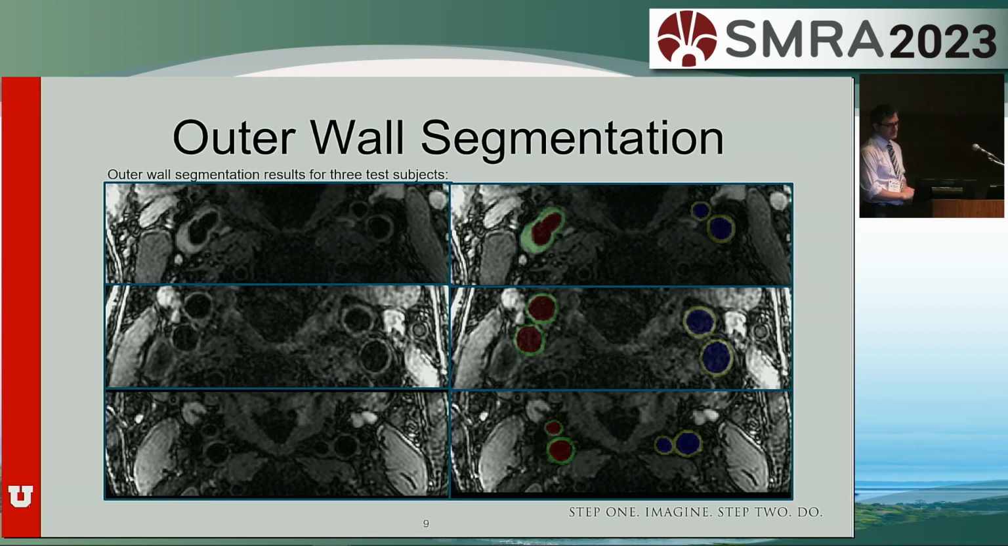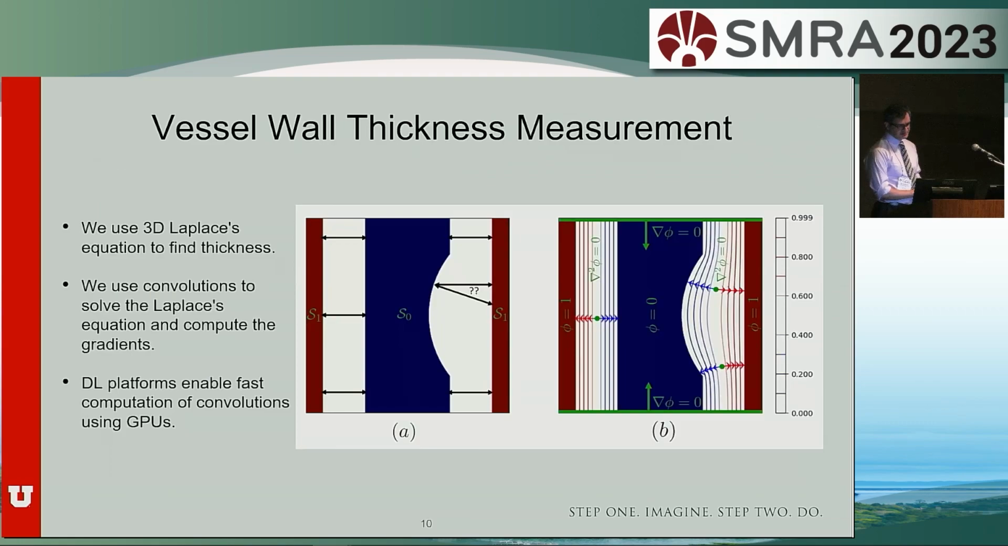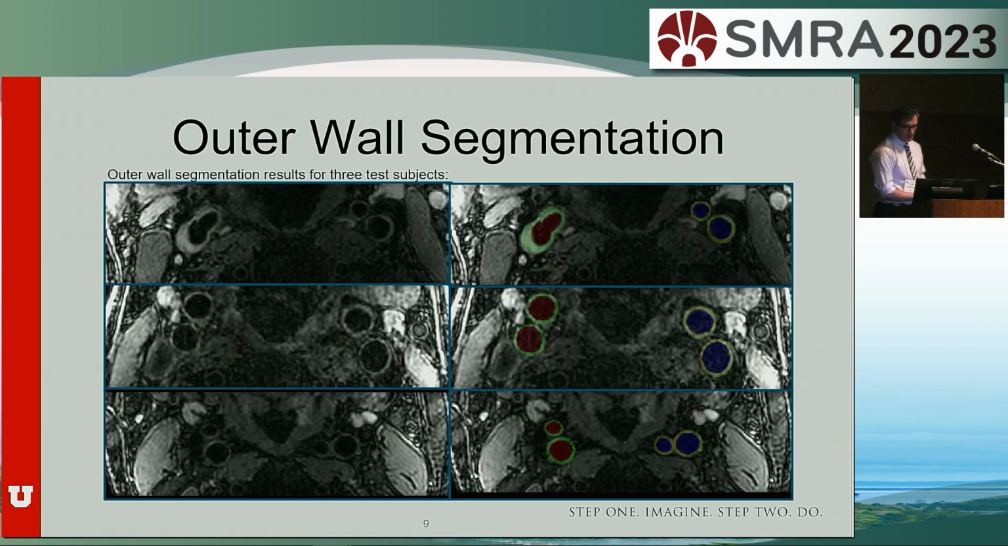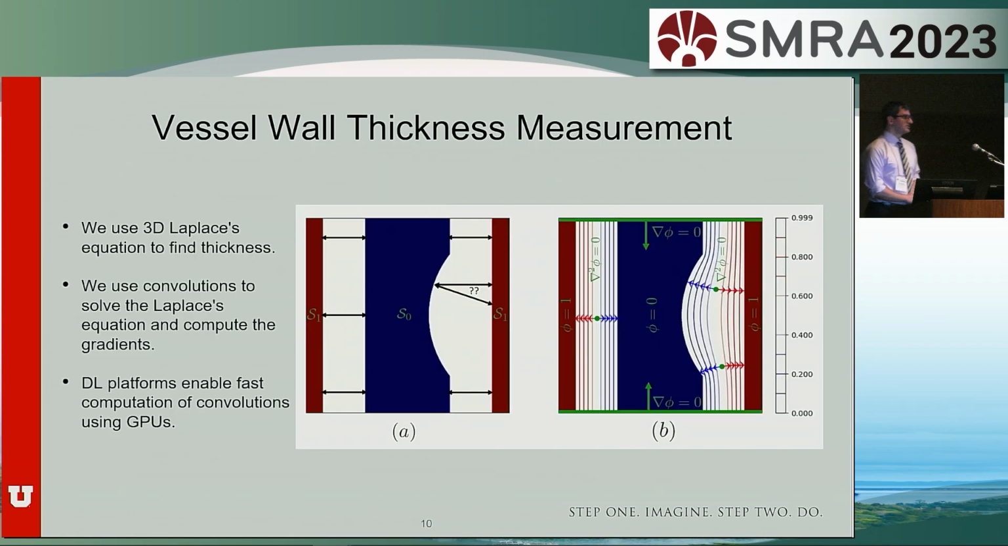And here you can see the segmentation results for three test subjects. It showcases the results. You can see that the network is able to handle different shapes of the lumens and outer wall, not only the regular arteries, but also in the bifurcation area, which is the most challenging part to do the segmentation.